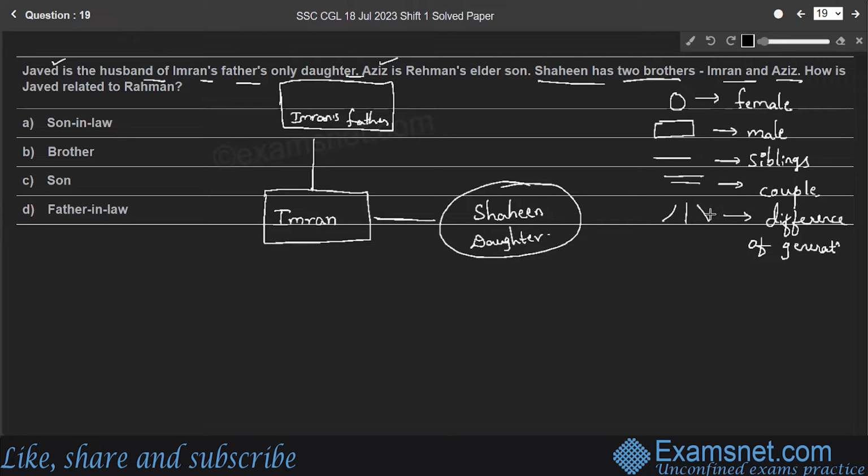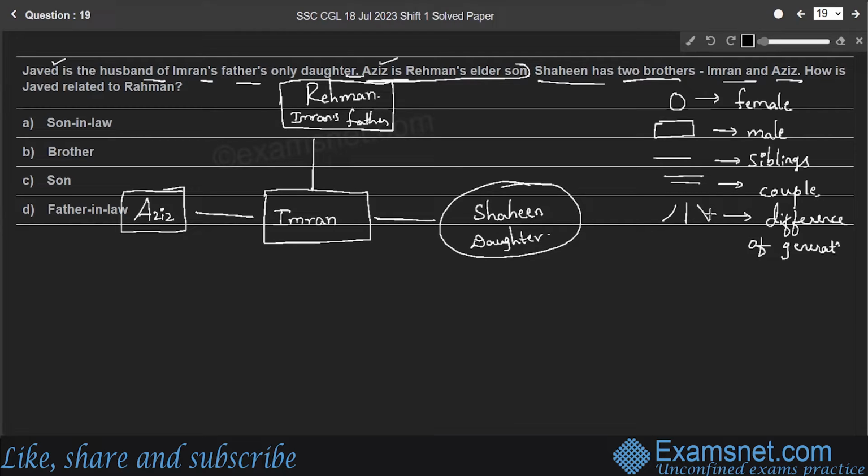One of the brothers is Imran and another is Aziz. Therefore, Imran and Aziz are also siblings. Two brothers, so you use the rectangular symbol. Then consider this: Aziz is Rahman's elder son. Therefore, Imran's father is Rahman.